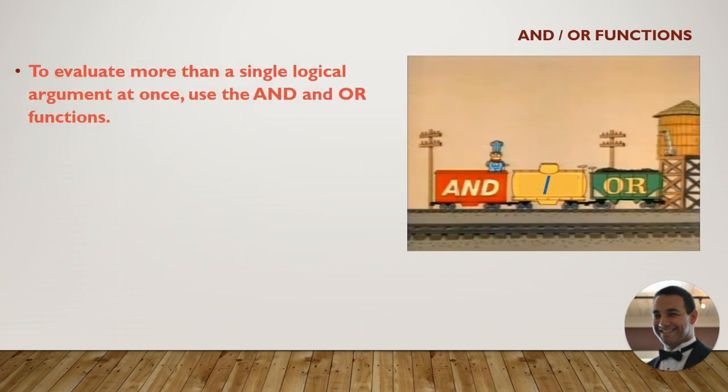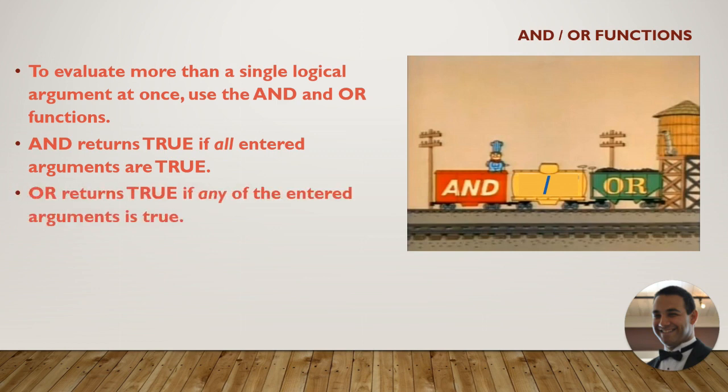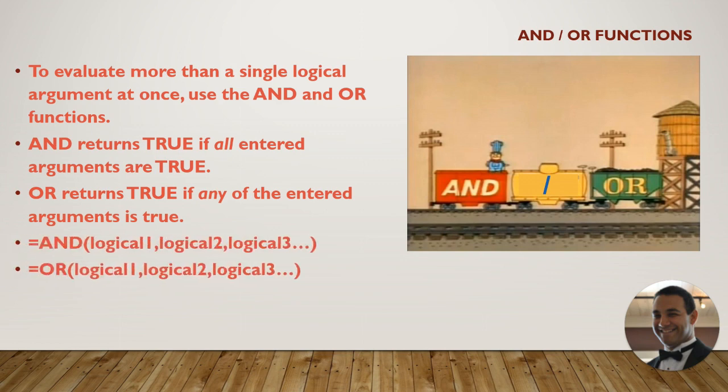To evaluate more than a single logical argument at once, we use the AND and OR functions. AND returns true if all the entered arguments are true. OR returns true if any of the entered arguments is true. The syntax is AND(logical1, logical2, etc.) or OR(logical1, logical2, etc.). AND and OR can handle up to 255 arguments each. Let's have a look.